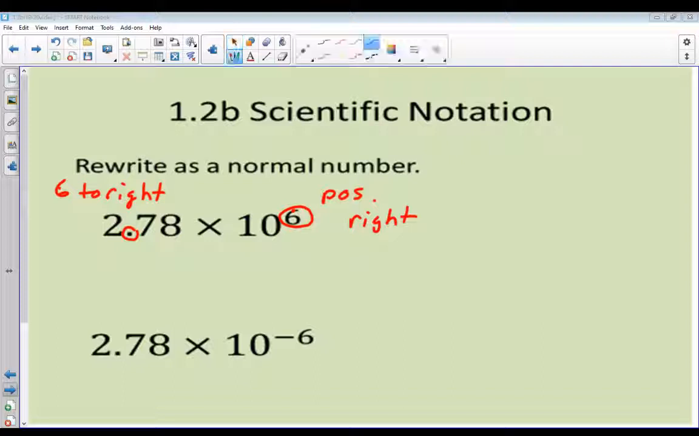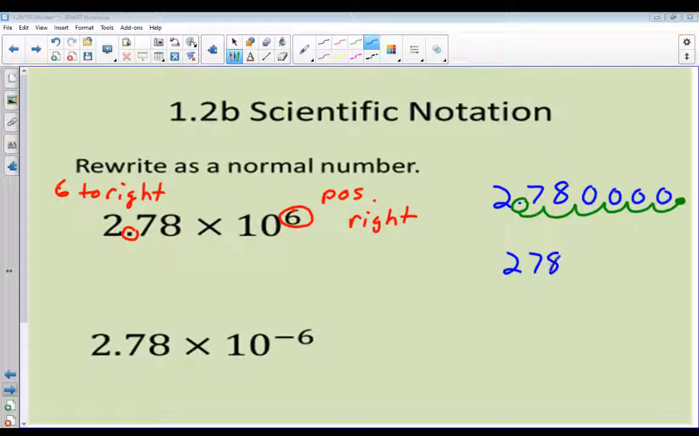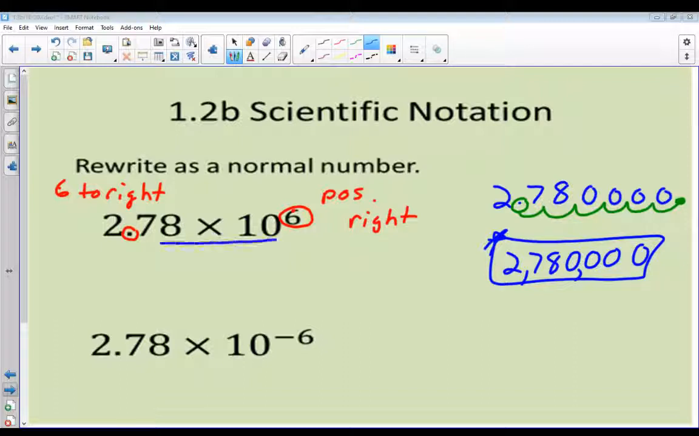So let's go ahead and just do that over here. 2.78, and I'm going to take the decimal and move it over 6 places to the right. 1, 2, 3, 4, 5, 6. And all those spots where I didn't have a number, just replace them with zeros. And voila, you have what the original number looked like. So again, this number is the same as this number. And all you had to do to rewrite it was move the decimal 6 places to the right.